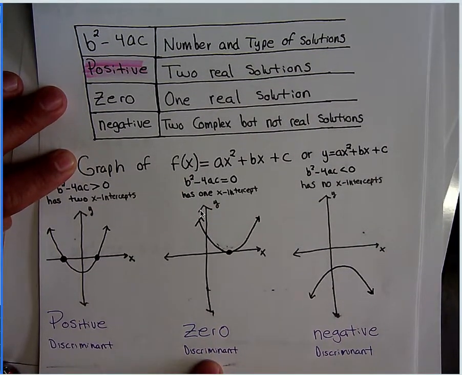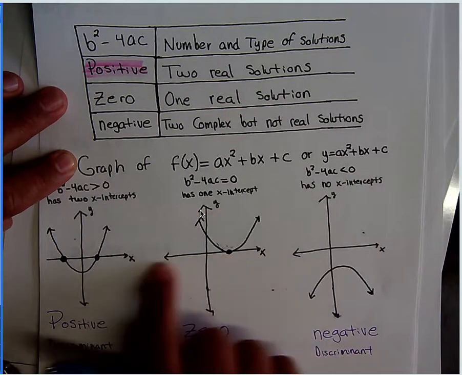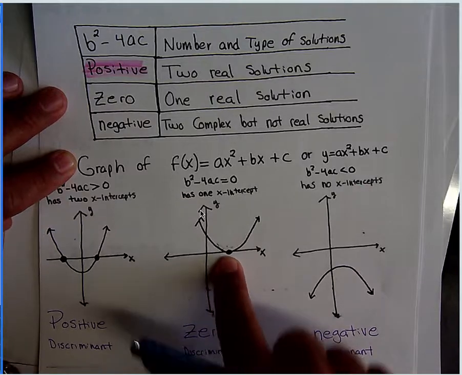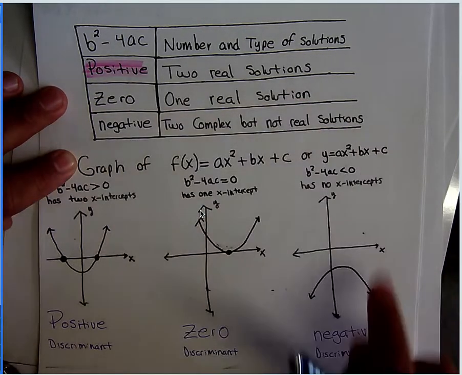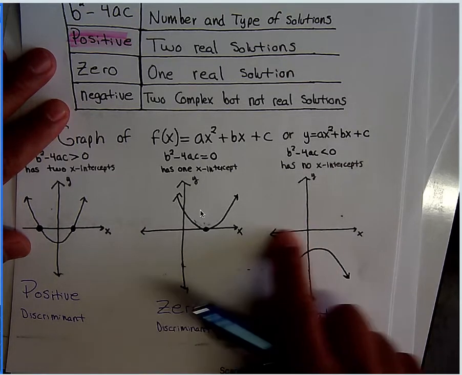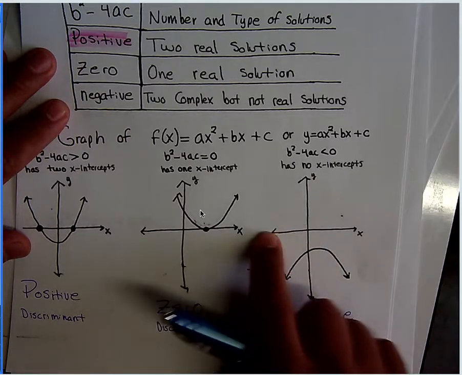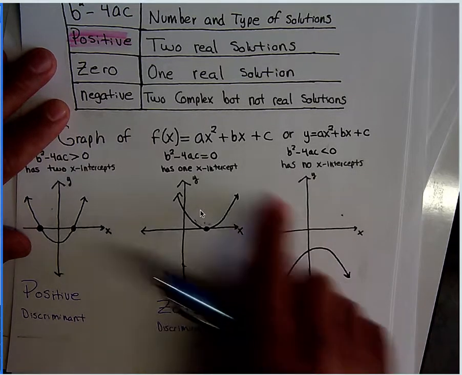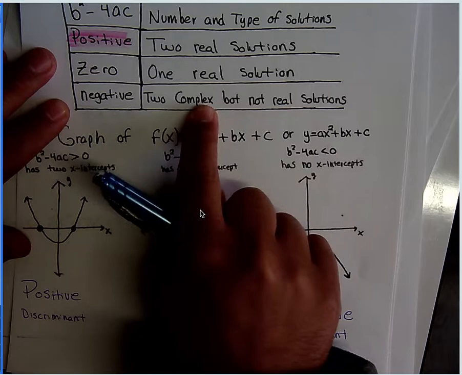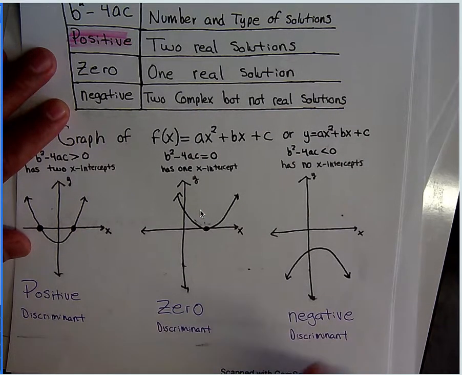A zero discriminant gives one real solution, because the graph intersects the x-axis once. So that's why you have one real solution. When you get a negative number, you have a graph like this where it doesn't touch the x-axis. So a negative discriminant means it's not touching the x-axis, and it's going to have two complex solutions but not real solutions. So two imaginary solutions.